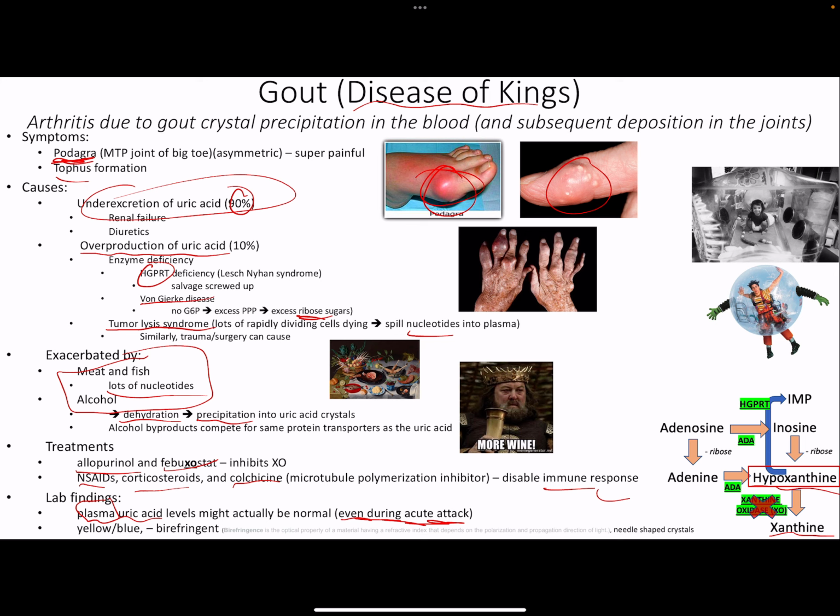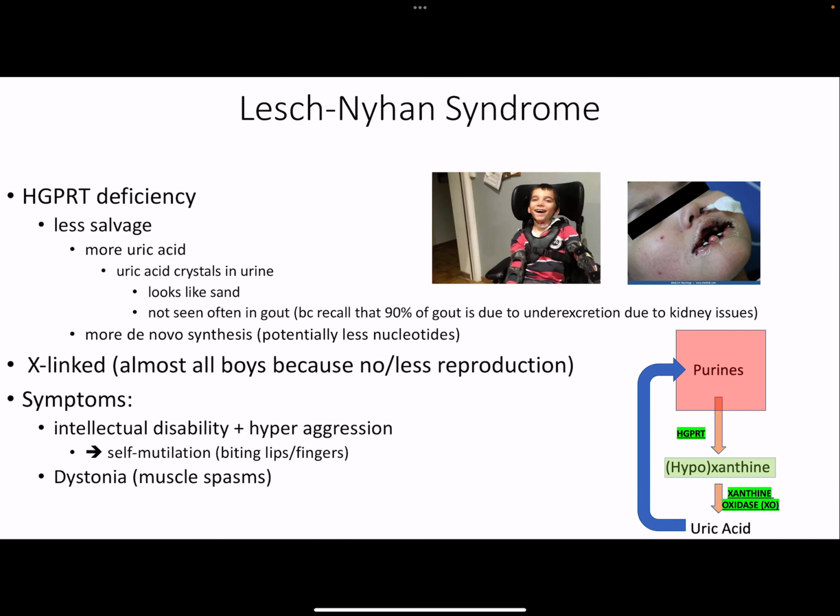Also, you'll see yellow-blue needle-shaped crystals that have a negative birefringence, which is a test they do where the refractive index of something varies depending on the polarization of light. You don't need to understand the physics of it too much. Just yellow-blue, needle-shaped crystals, negative birefringence.